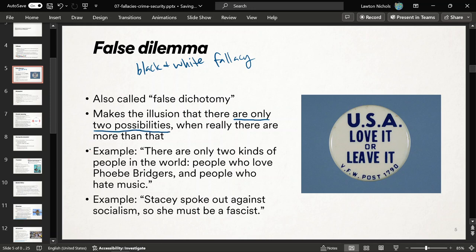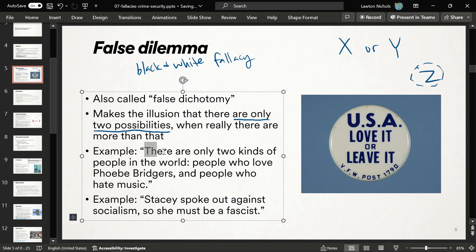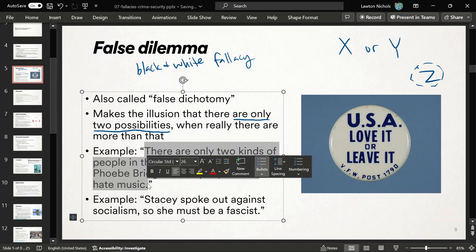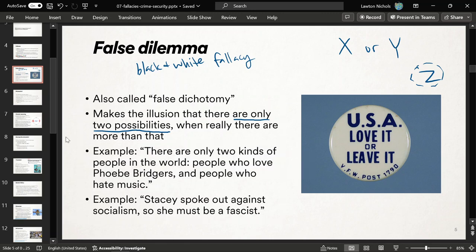So there's that. So here are just some silly examples, like I stole from the internet. It's always like X or Y. It's saying X or Y is true, but really there's probably a Z that you could choose from, right? There's a third option, at least, right? Called false dilemma fallacy. So here are some silly arguments. There are only two kinds of people in the world, people who love Phoebe Bridgers and people who hate music, right? That is an emotionally charged argument, and it has a fallacy in it. It has the false dilemma inside of it because there's probably some unfortunate souls who love music, just not Phoebe's music, okay? That's the idea.